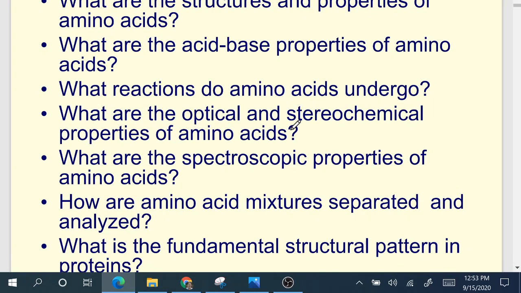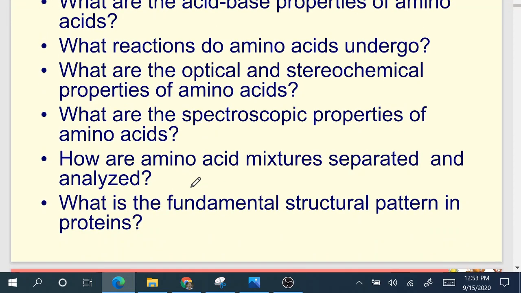So the outline for this chapter, the things that we're going to discuss are: what are the structure and properties of amino acids? What are the acid-base properties of amino acids? What reactions do amino acids undergo? What are the optical and stereochemical properties of amino acids? What are the spectroscopic properties of amino acids? How are amino acid mixtures separated and analyzed? What is the fundamental structural pattern in proteins? We'll begin to answer these questions in this chapter, but amino acids are so integral to biochemistry that we'll continue answering these questions as we move throughout the course.